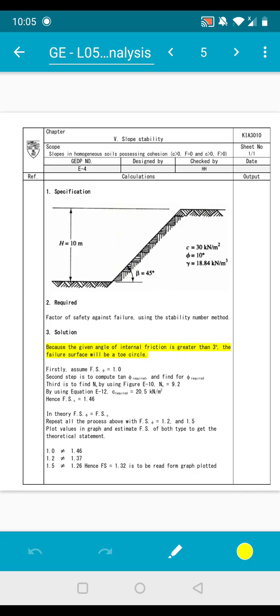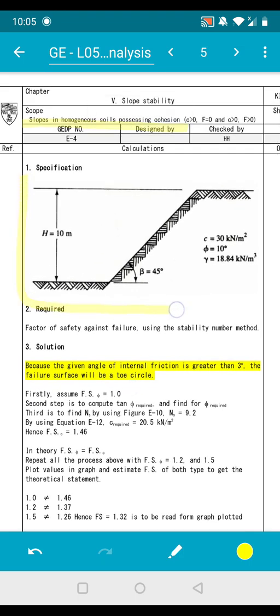Now let's look at problem number 4. This is a slope in homogeneous soil possessing cohesion. The specification is given in a diagram form. What is required is the factor of safety against failure using the stability number method. The previous one was Kalman's, now it is the stability number method, so the difference is that you need to find the N value.